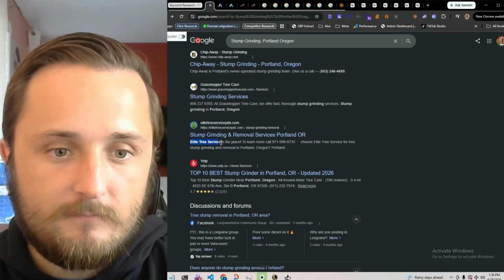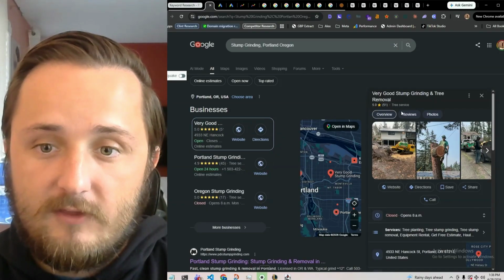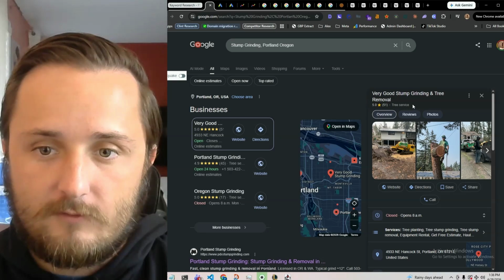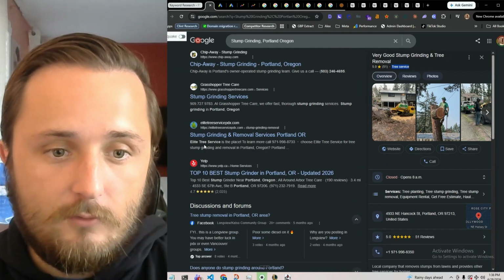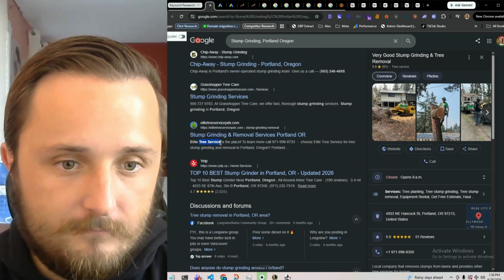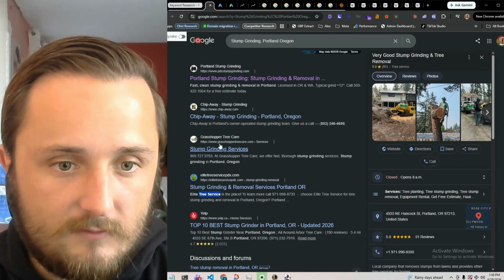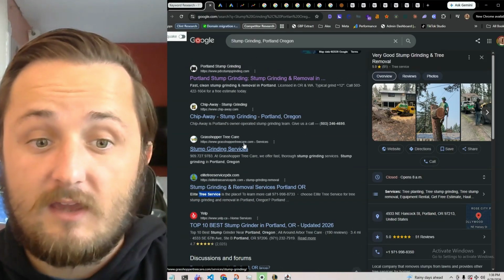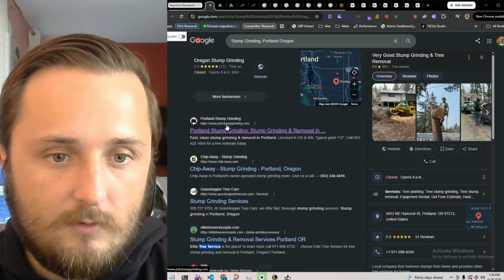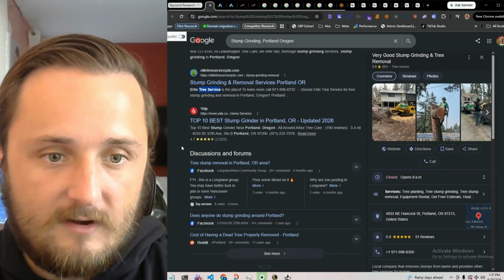This is interesting. Something to notice to match is that this Google Business Profile's top level category is tree service. Then when we come down here, Google is bolding the term tree service again. And we can also see in their domain name, they've got tree service. For this one, they've got tree care. For this one, Chip Away. And this one is PDX Stump Grinding. Okay, so that's something to note. We've got an exact match.